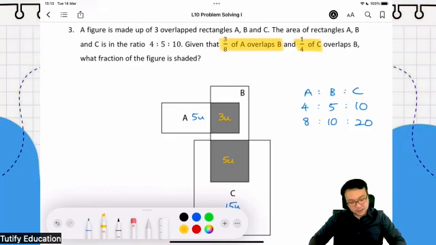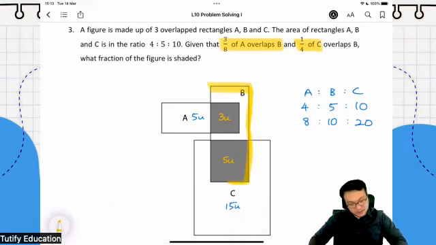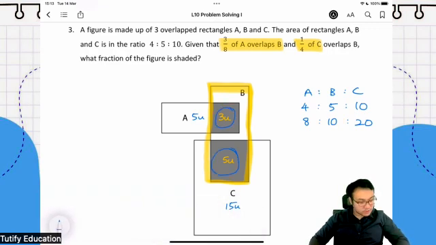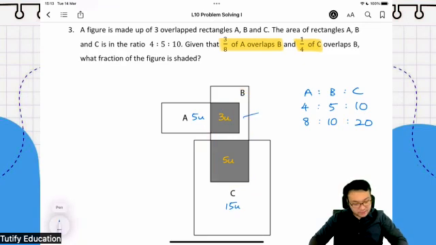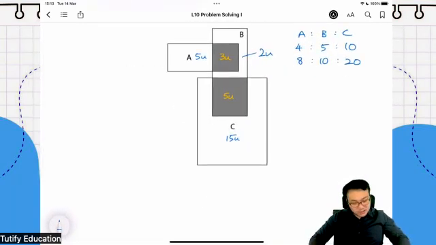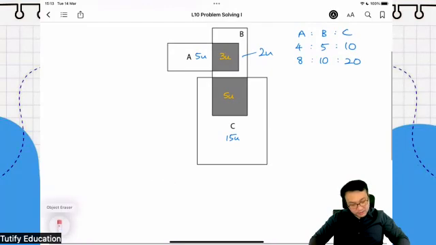Now, just take a look at B. Rectangle B over here is overlapping with C, right? Yeah. And rectangle B is also overlapping with A. How many units are there supposed to be in rectangle B? 10. Now you notice that 3 units is already overlapping, 5 units is already overlapping. How many units are left? 2. Yes, well done. So now that you have already labeled all the areas, you can find the total area of the entire figure.